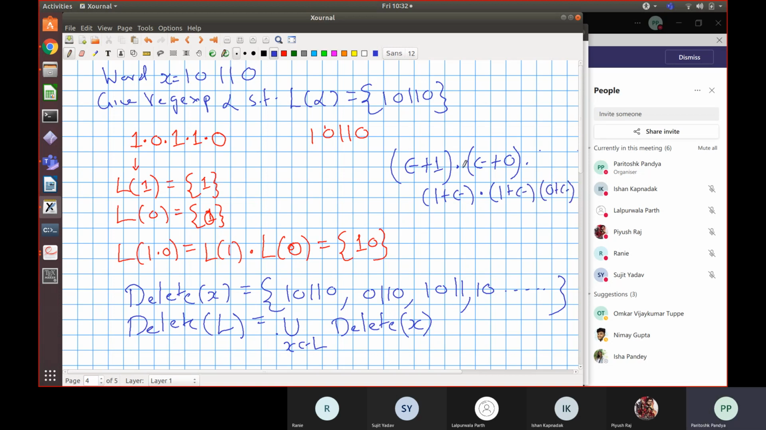So what does this regular expression denote? It says I can have up to 5 letters. I have possibly an epsilon in the first position or a 1 to begin with. So the first letter may optionally occur, the second letter may optionally occur, the third letter may optionally occur, the fourth letter may optionally occur, and the fifth letter may optionally occur. So this is the regular expression which is recognizing delete of x, right?